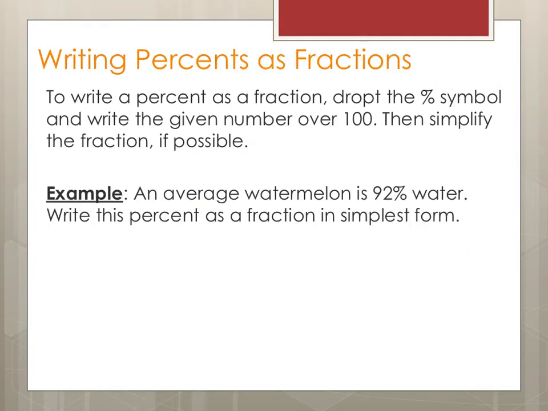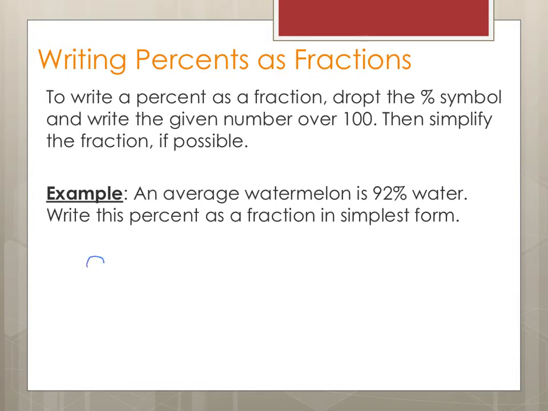Now let's look at writing percents as fractions. To write a percent as a fraction, we'll drop the percent symbol and write the number over 100. And if we can simplify that fraction, we will. So in this first example, an average watermelon is 92% water. Write this percent as a fraction in simplest form.